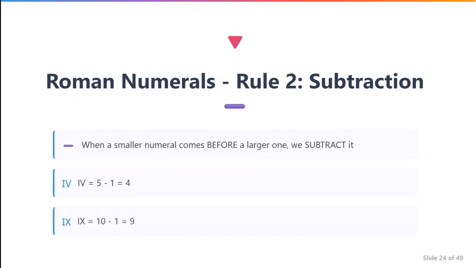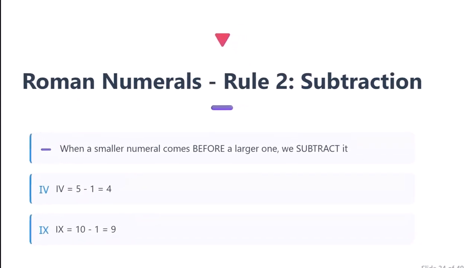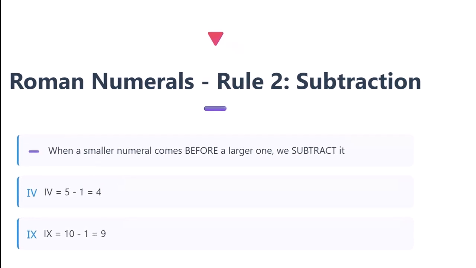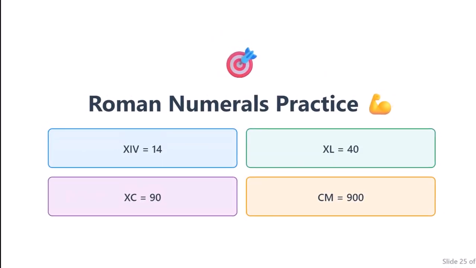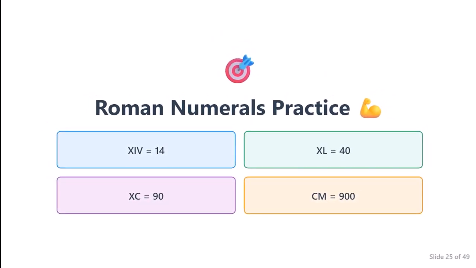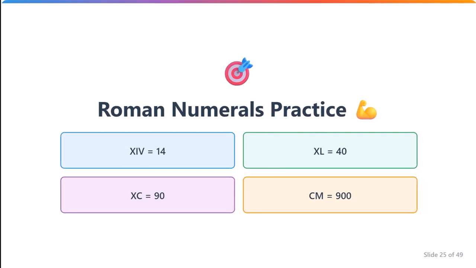Rule 2 is subtraction. When a smaller numeral comes before a larger one, we subtract it. For example, IV equals 5 minus 1, which equals 4. IX equals 10 minus 1, which equals 9. Let's practice. XIV equals 10 plus 4, which equals 14. XL equals 50 minus 10, which equals 40. XC equals 100 minus 10, which equals 90.